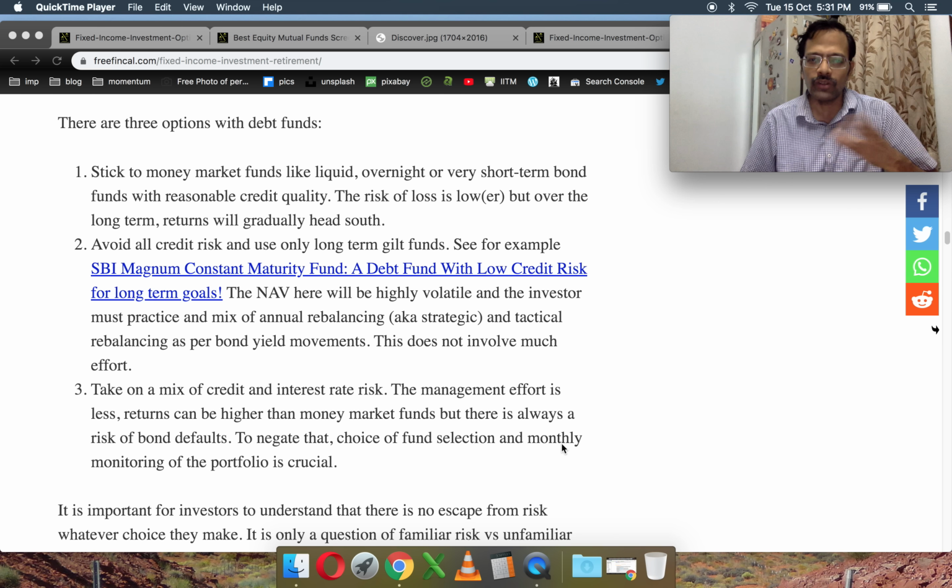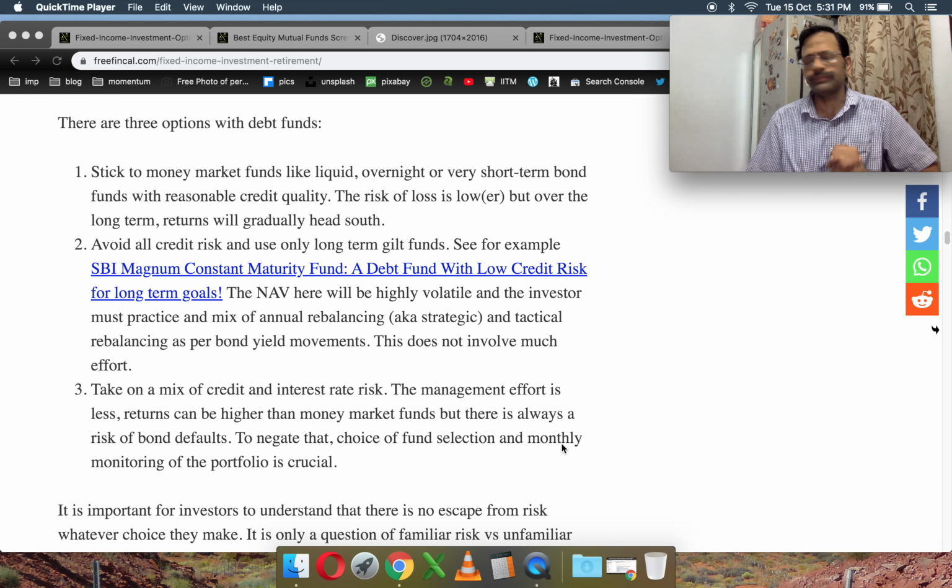My suggestion is, I have shown you how my NPS, which is full of gilts, has done. It has done quite well, without any kind of rebalancing. Of course, the fund manager would have done some rebalancing internally. That's why I've got some risk management done. But you can choose a pure gilt fund, like a 10-year gilt fund, or you can choose a diversified gilt fund.